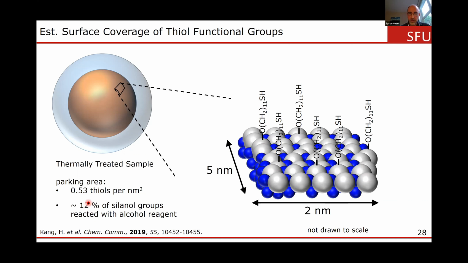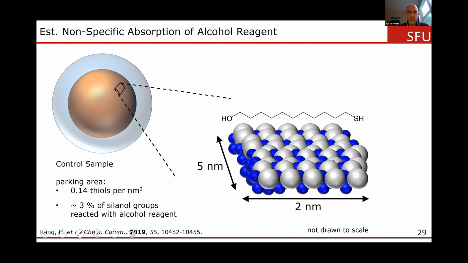We've since been able to come back and tune this. This is one of the nice things about this approach: although you're not getting 100% coating, and I think there are multiple reasons why, you can tune exactly what the loading is, and that I think is a key component. If you look at the control example where you incubate it with the thiol at room temperature, we still go through the same purification process. Then we end up with one of those thiols per the same area.